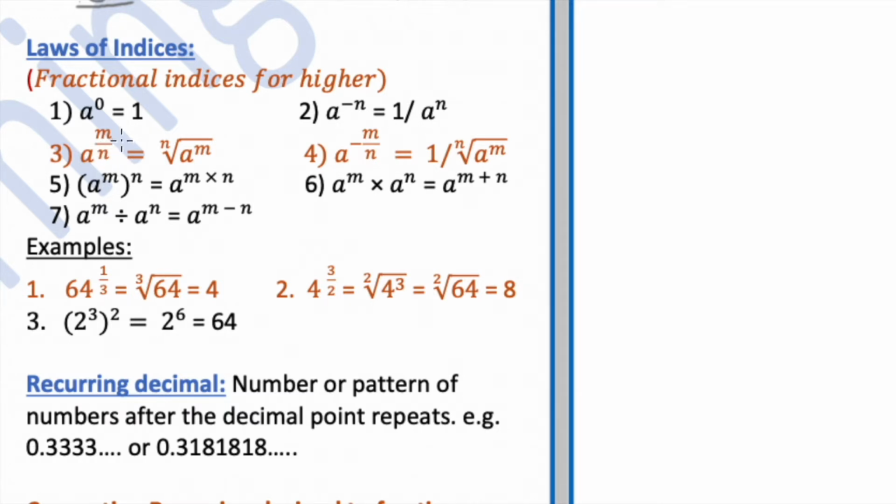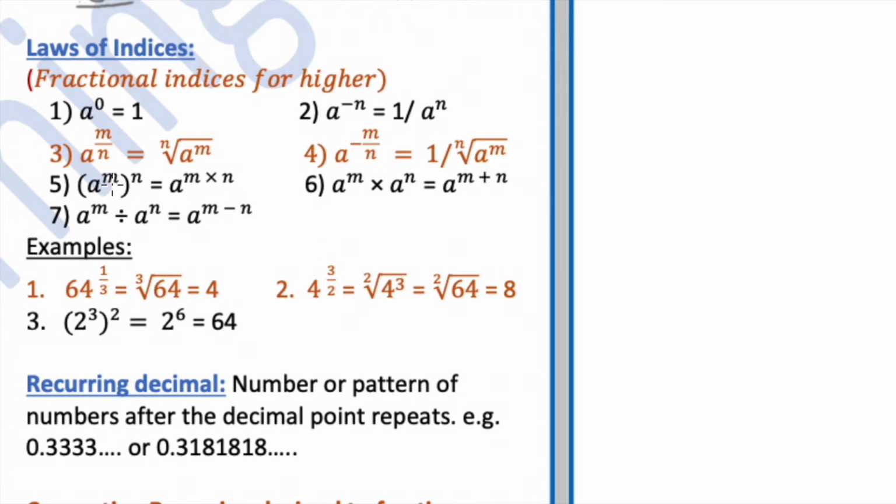The third law, there is a fractional power. In this case, the top goes inside the root and the bottom goes outside the root like this. And the fourth law is just the same as the third but with a negative power, so you have to take the reciprocal of that one.